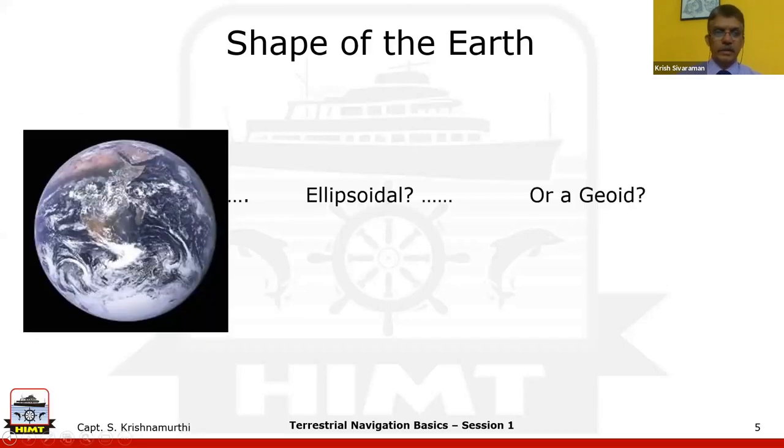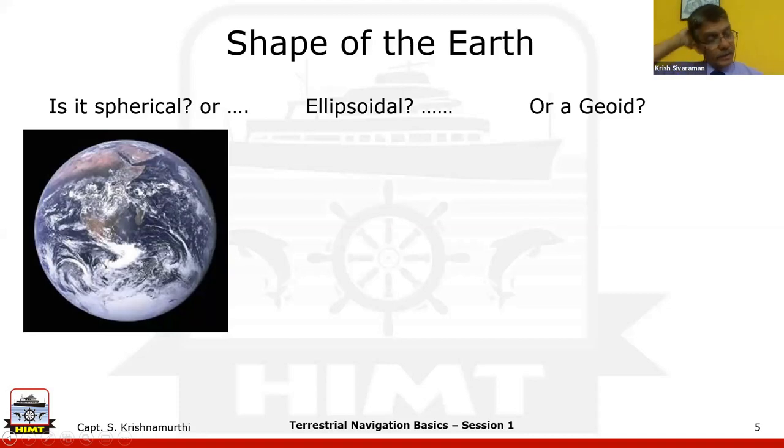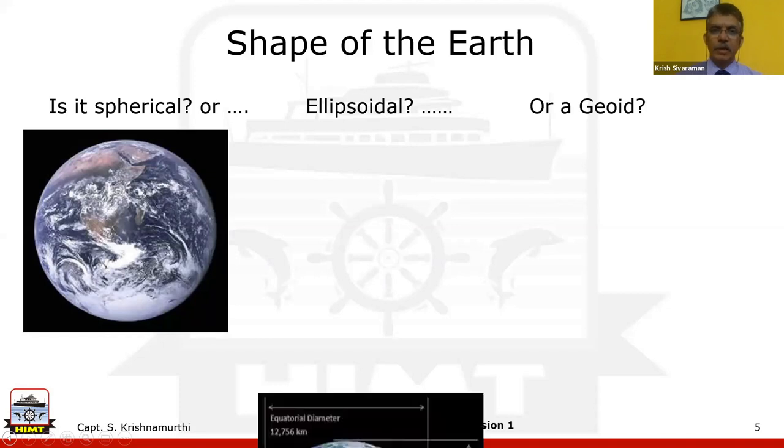Oblate spheroid. Excellent. So, what exactly do you mean by spheroid? Spheroid and ellipsoid, for all practical purposes, are exactly the same. So, what's the difference between a spheroid and a sphere? Three-dimensional, we say. Sphere is also three-dimensional. It bulges out at the equator.